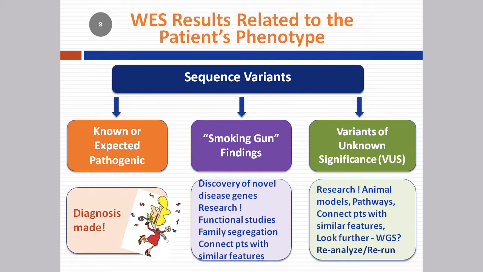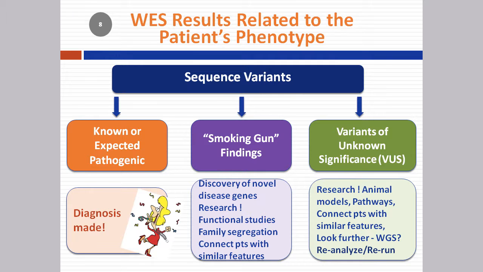So if you find those variants of unknown significance, what are you left to do? We can only recommend to follow up, to see if there is any research information available, if there are animal or pathway studies. It helps to look for patients who have similar features or variants in the same gene, and to connect those across the country and internationally, and maybe reanalyze and rerun the data that we have in the future, because these are not static analyses. There's new information coming out every day, and information might change over time.